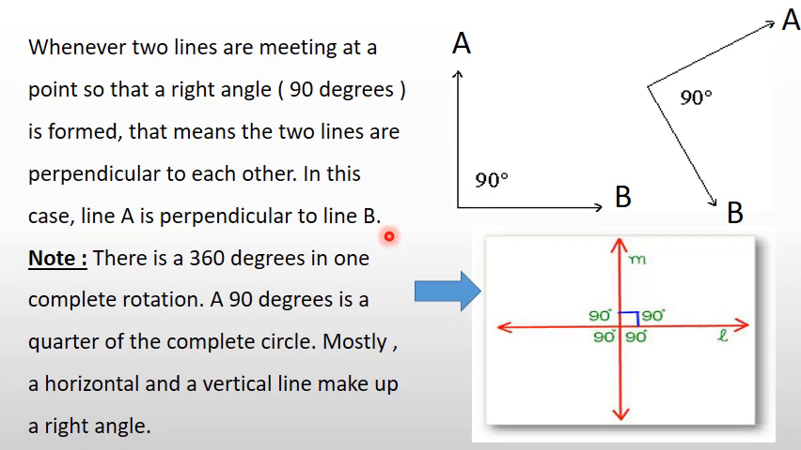So I hope this is clear to you. For example, you can see this is line M and this is line L. Now line M is perpendicular to line L. Why? Because there is a 90-degree angle. There is a right angle between them. Whenever I am saying right angle, that means 90 degree.